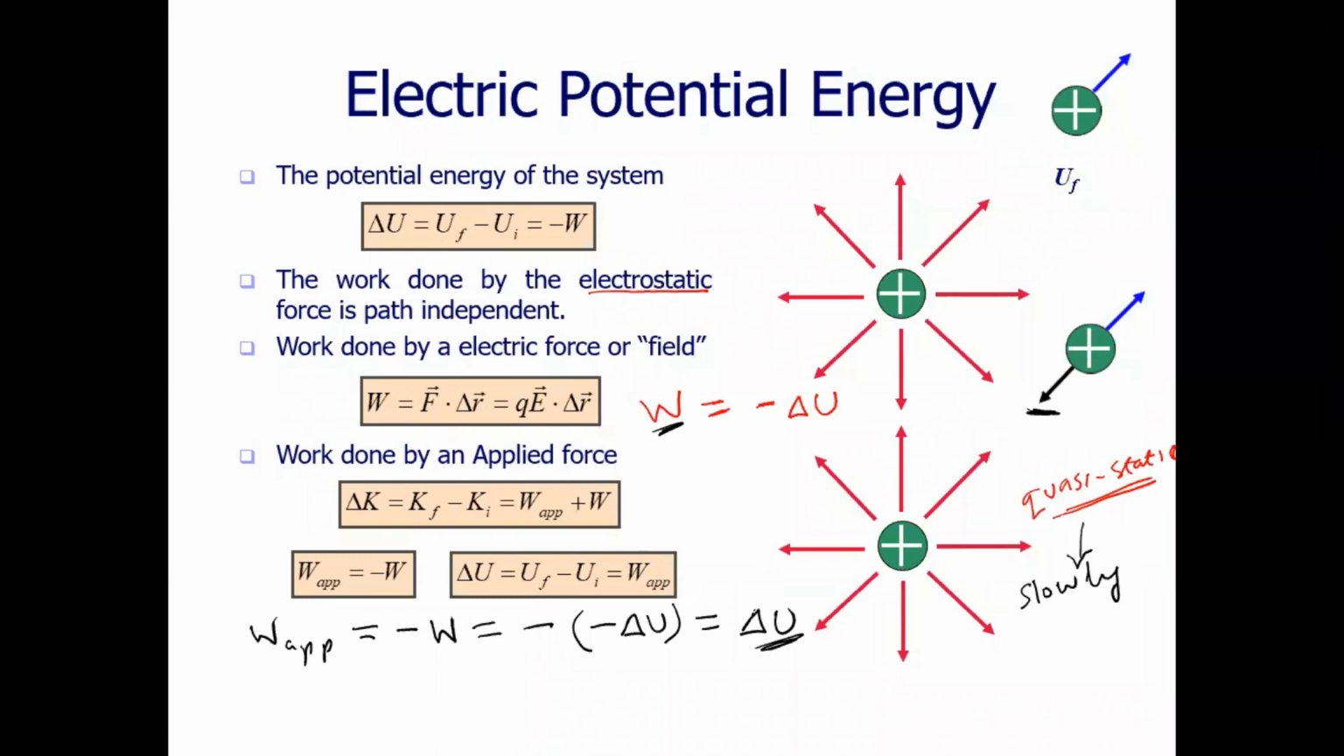Okay. So now what has this got? So this is this potential energy here, which is equivalent to the work that would be done by the external agent when moving.